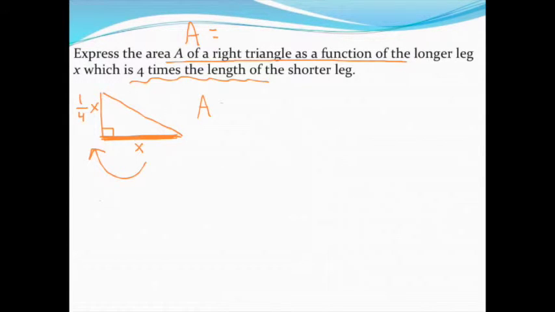You hopefully recall that the area of a triangle is equal to 1/2 of the base times the height. So if I plug some values in, my base, the way I drew it, is x, and the height, the way I drew it, is 1/4 x. That makes that longer side 4 times as long. And if I simplify this, 1/2 times 1/4 is 1/8, and x times x is x squared.